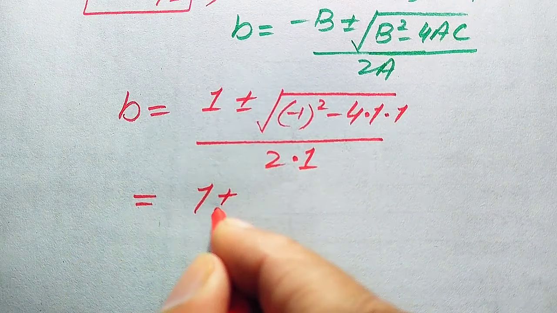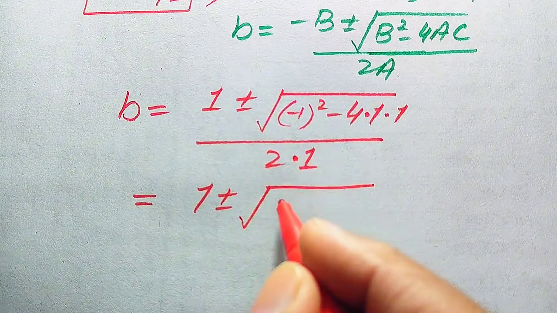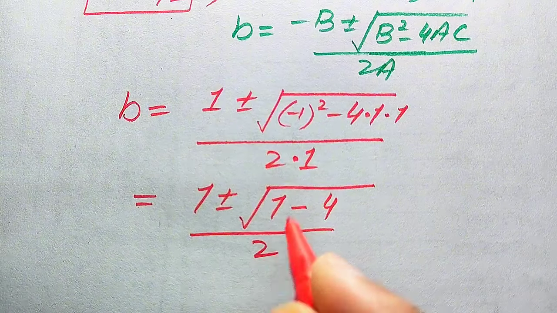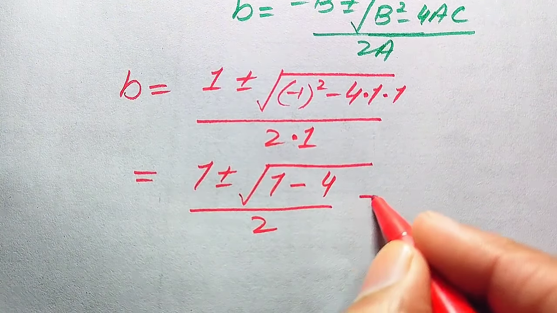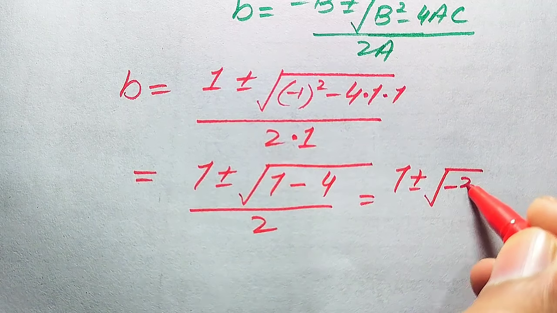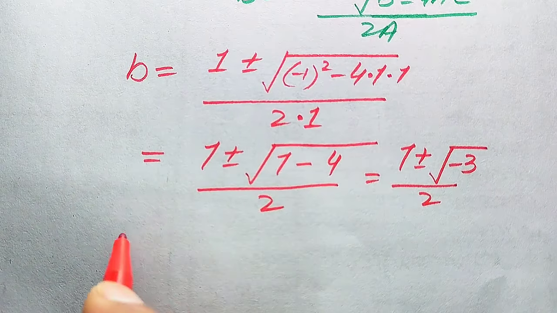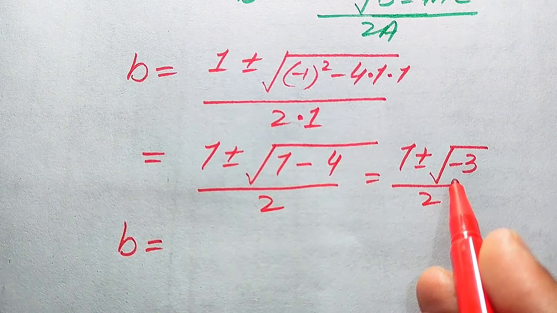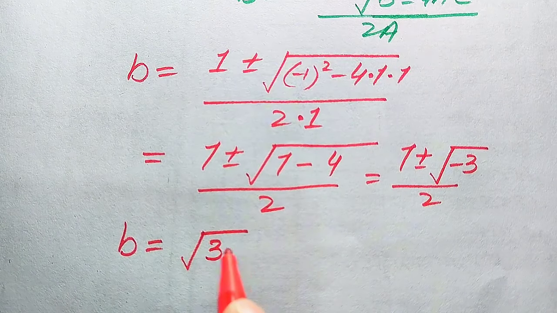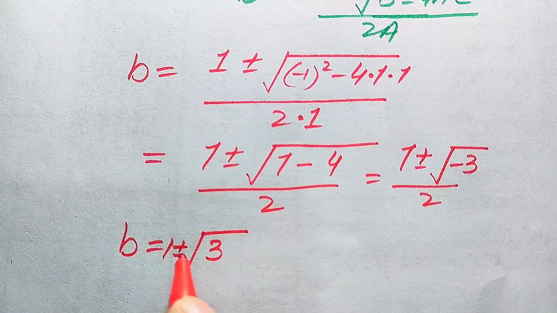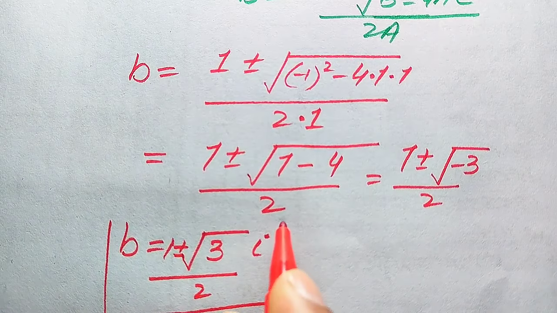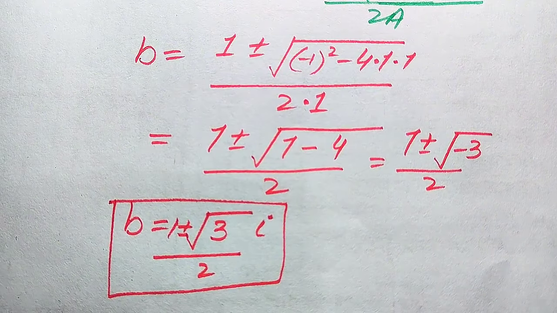Further in the next step we have 1 plus minus square root of minus 1 squared becomes 1, and 4 times 1 becomes 4, and it is divided by 2 times 1 equals 2. So here we get 1 plus minus square root of minus 3, divided by 2, and we know that when a negative sign appears inside the square root sign it becomes iota. So we get 1 plus minus square root of 3 iota, divided by 2. So these are the other two complex roots of the given equation.